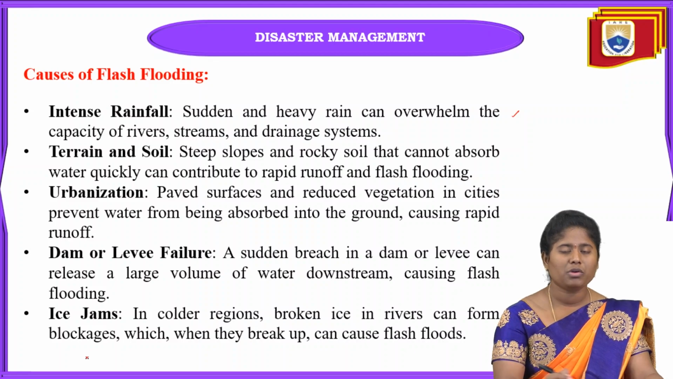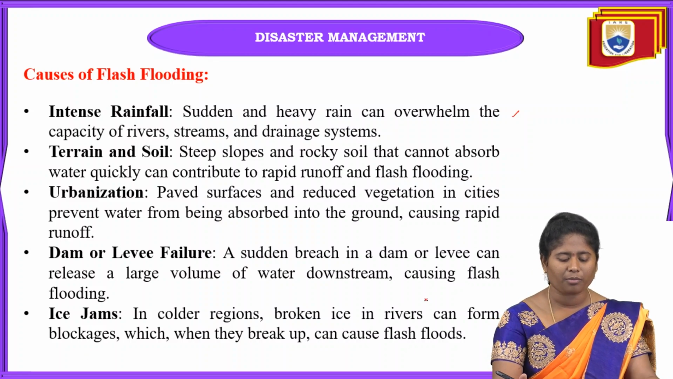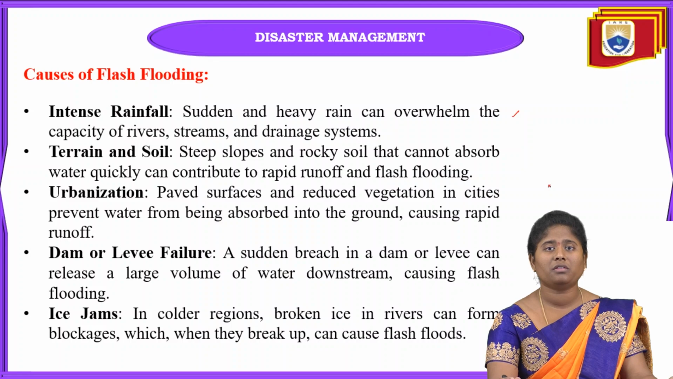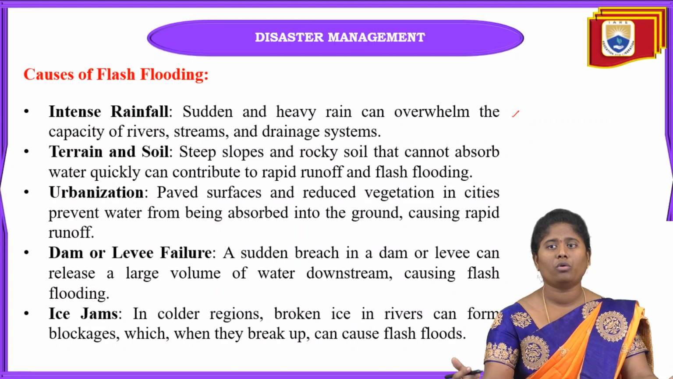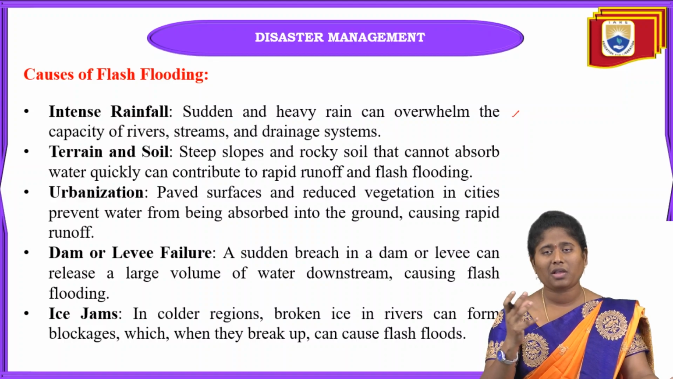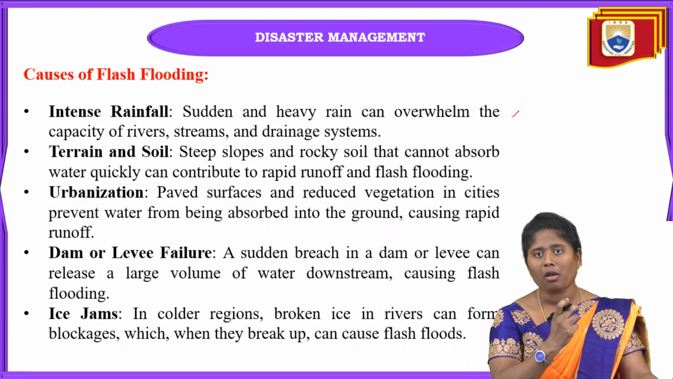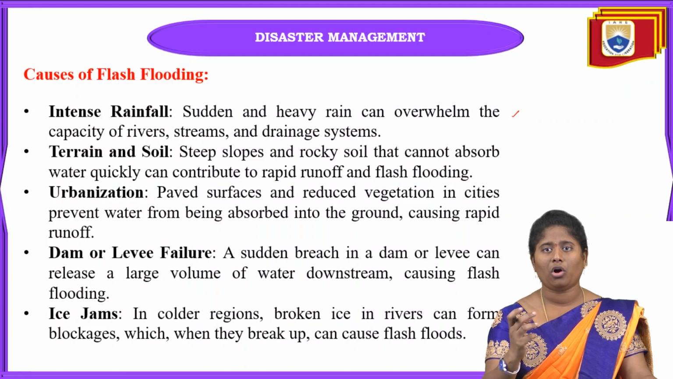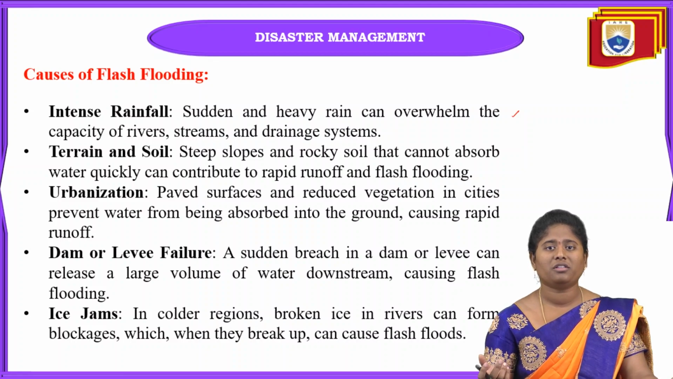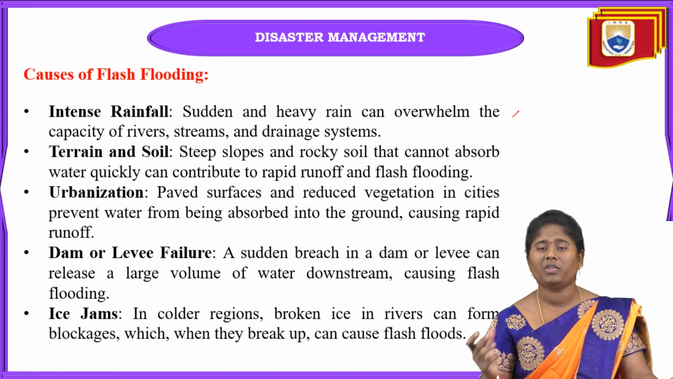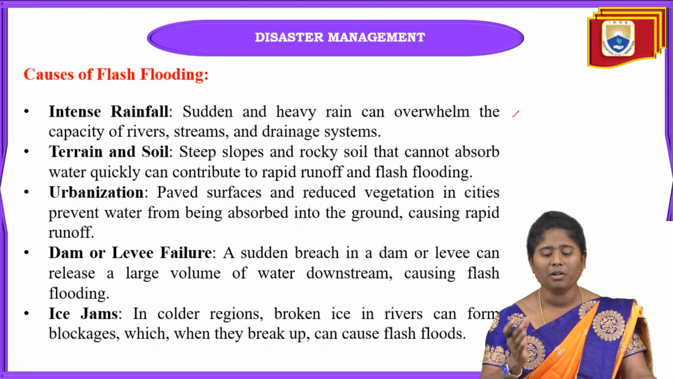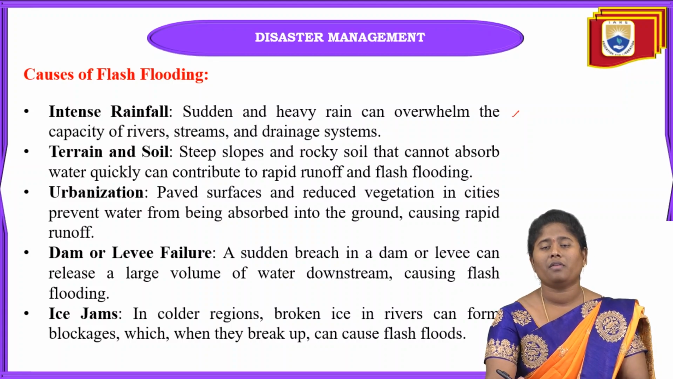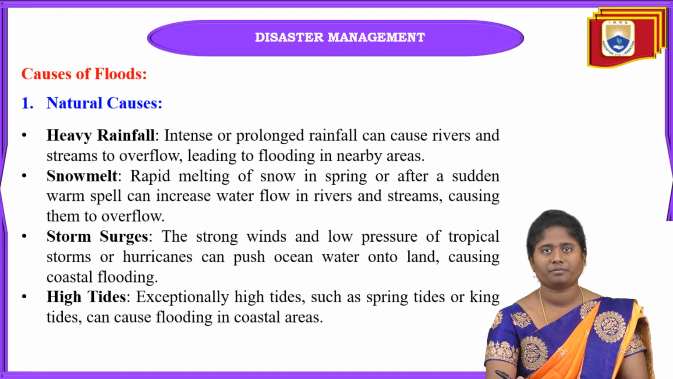Okay, and coming to the next one, that is ice jams. In the colder regions, broken ice will flow down the water to the downstream. When the ice blockages break as the climatic condition changes from cold to the hot season, the ice blockage breaks up. So that's why they can cause flash floods here.